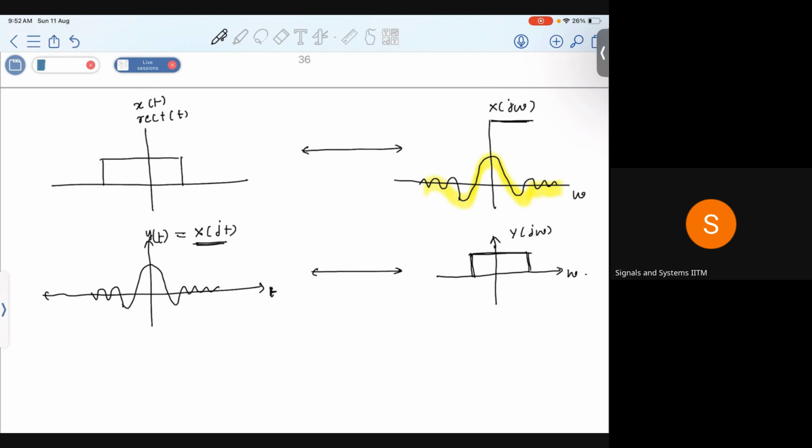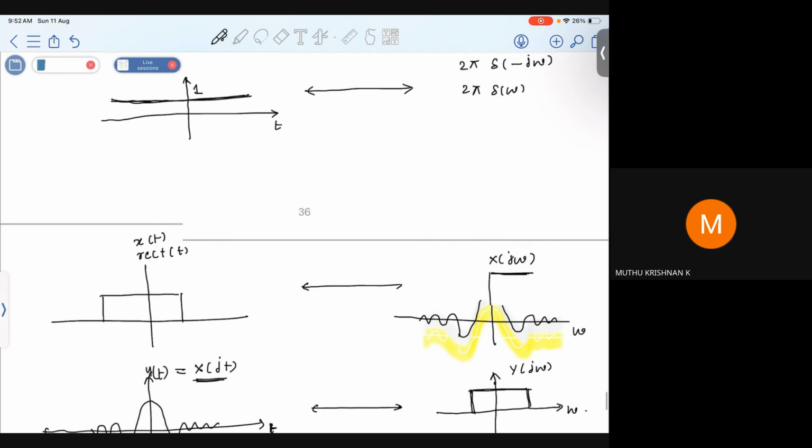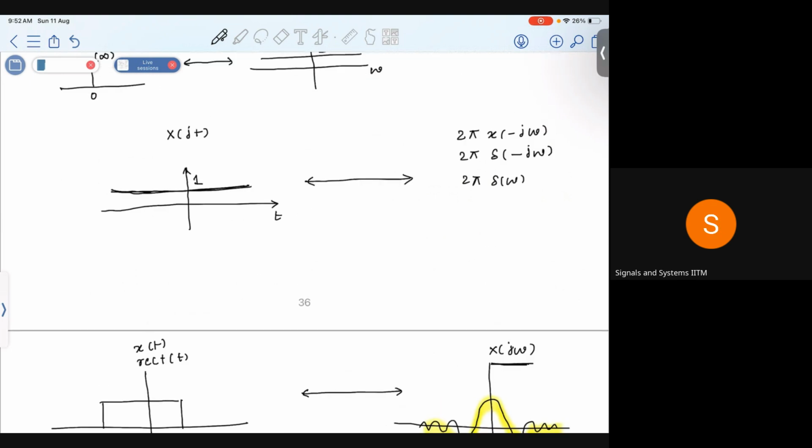Yes, correct. It's with some scaled version, and this would be 2 pi times x of minus j omega, and we know little x is our rectangular function, so with some scaled terms it almost looks like the rectangular function. That's the idea behind the duality. Okay. Any further questions?